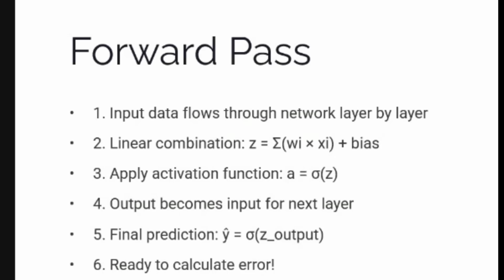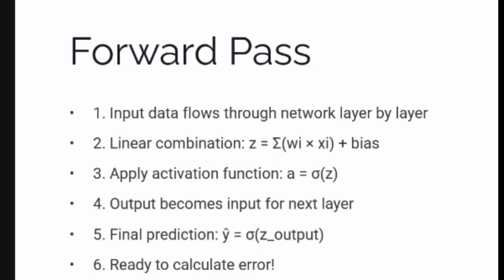Now we discuss the forward propagation process, which shows the data flow through the network. This is called the forward pass. The data enters the input layer. Each connection multiplies the input by its weight, and then we add all these products together plus a bias. We apply an activation function. The output then becomes the input for the next layer. This continues until we reach the final layer and we get our prediction.